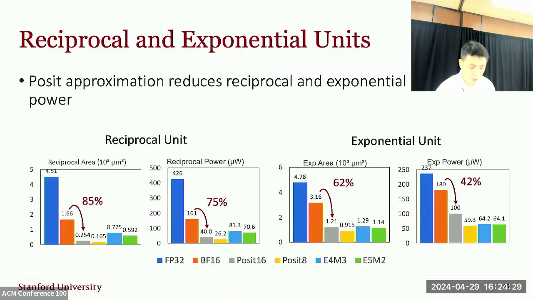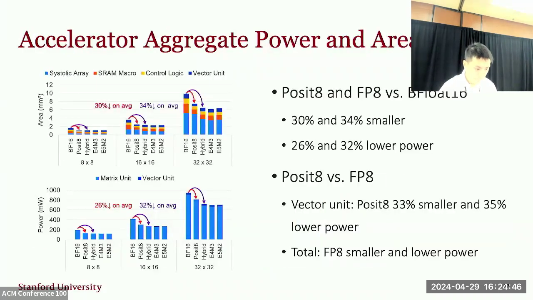In terms of the vector unit, the Posit approximation has significantly reduced the reciprocal and exponential unit area and power. For example, the Posit16 reciprocal unit is 85% smaller and reduces power by 75%. And the exponential unit is 62% smaller and reduces power by 42%. If we look at the total accelerator, both Posit8 and FP8 can reduce area by 30 and 34%, and power by 26 and 32%.